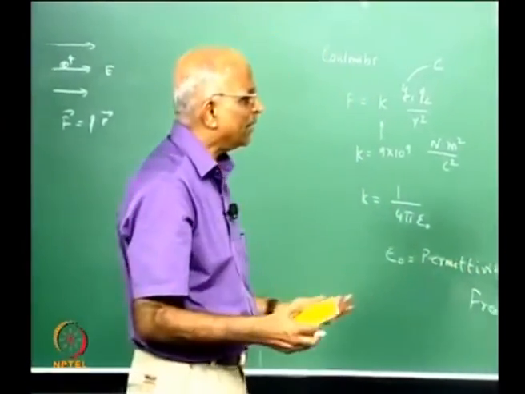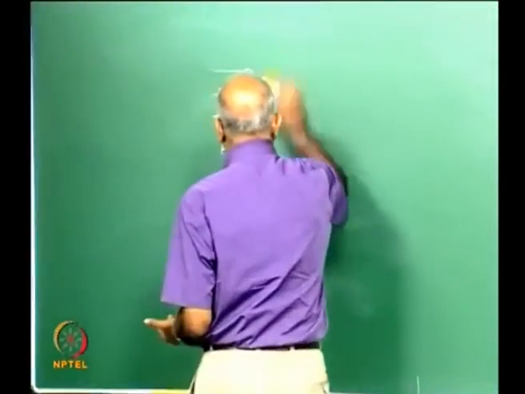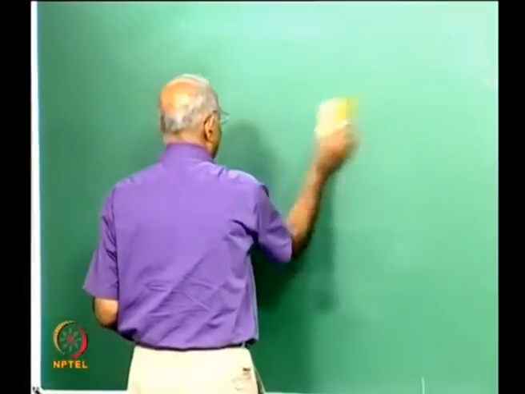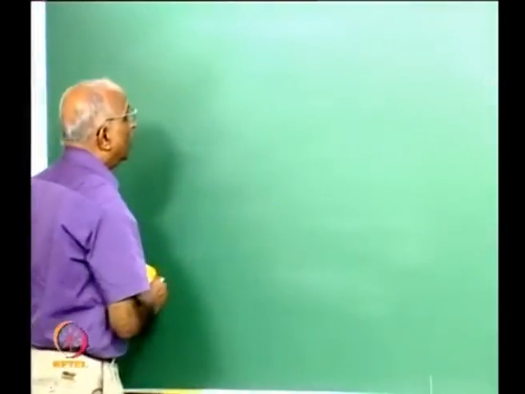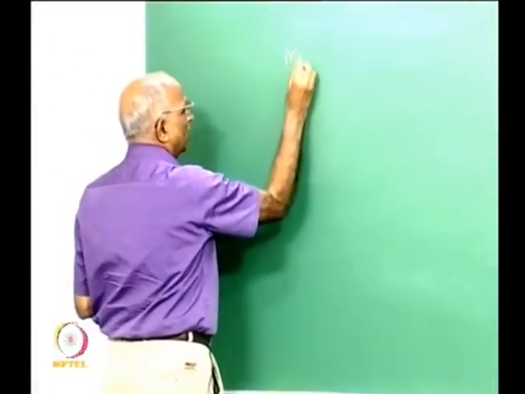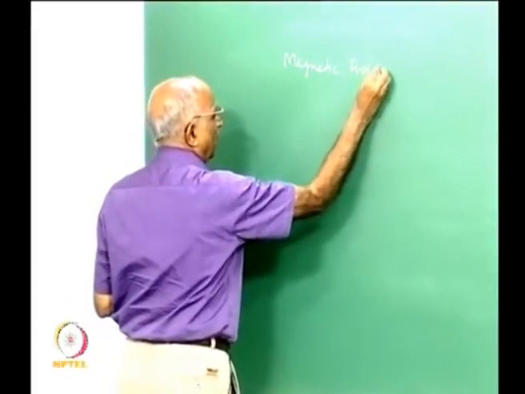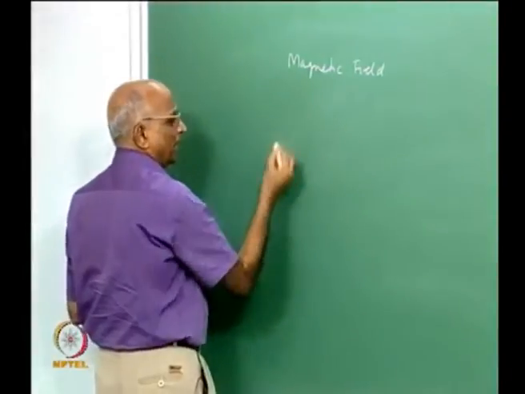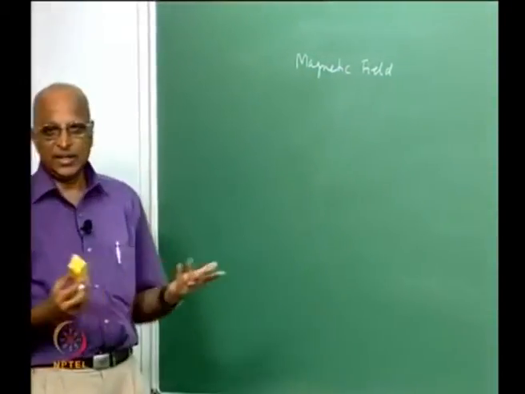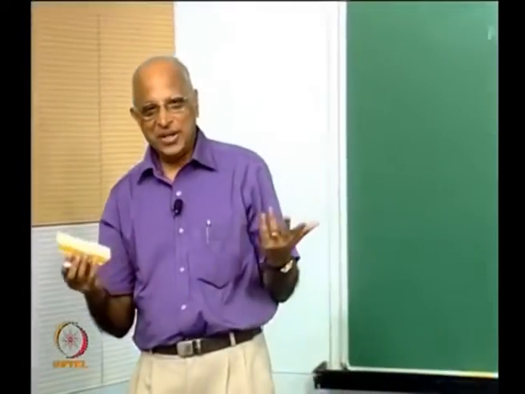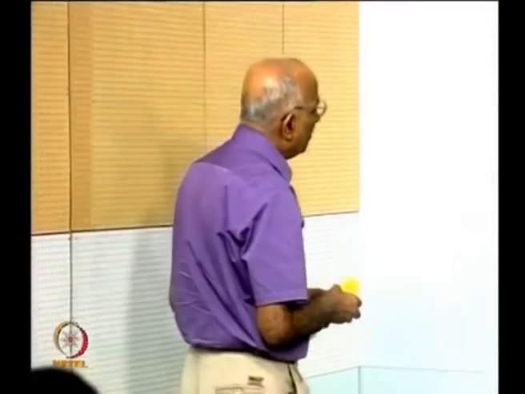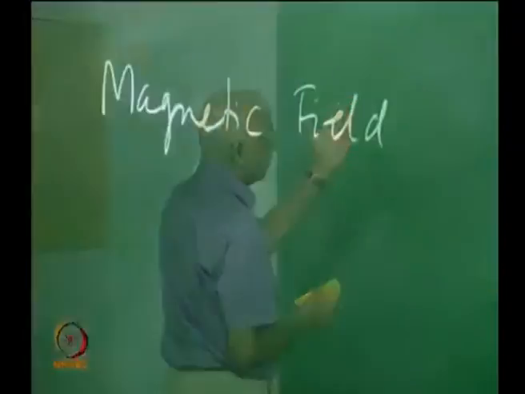How do I define a magnetic field? I think that also must be fairly well understood along with the units. How do I define a magnetic field, and in what way is it different from an electric field? Any guesses on that? See, all of us have studied this, but maybe several years ago. How would you define a magnetic field?